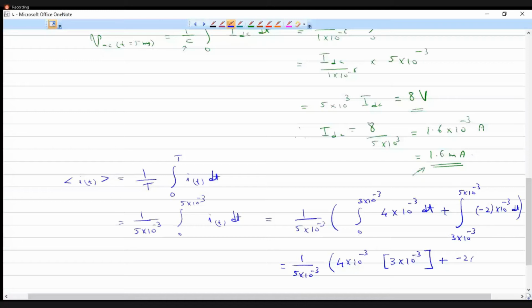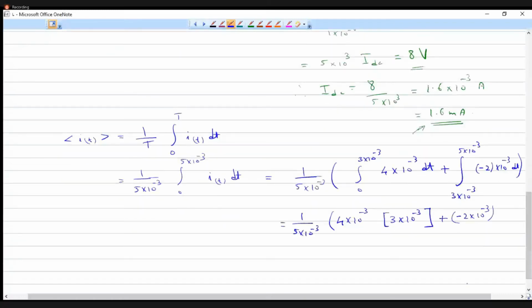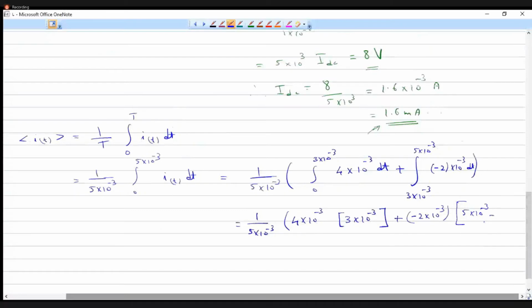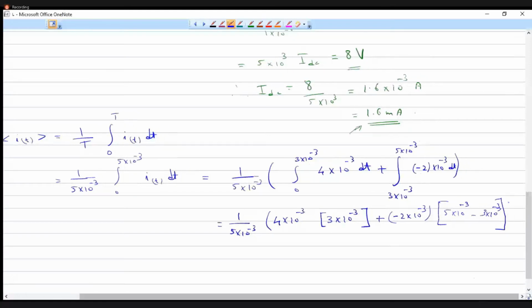And for the second part also, I can substitute. I am taking out the constant, minus 2 into 10 power minus 3, outside of the integration, and inside the integral I will have the upper limit 5 into 10 power minus 3 minus the lower limit, which is 3 into 10 power minus 3. So that is 2 into 10 power minus 3. So here I have 4 into 3 is equal to 12, and here I am having 5 minus 3 is 2, 2 into 2 is 4, so this will be minus 4.